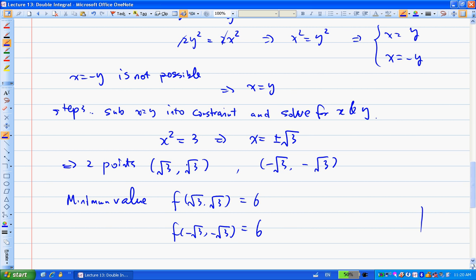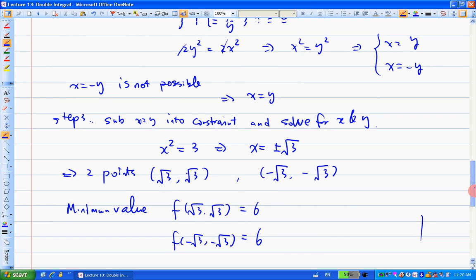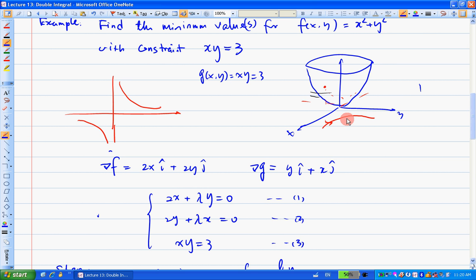Yeah, good point. How do I know it's a minimum? Well, in this case, I know it's a minimum by looking at the graph right here.